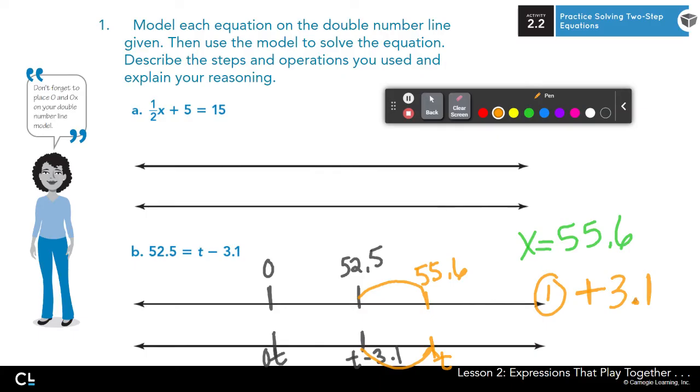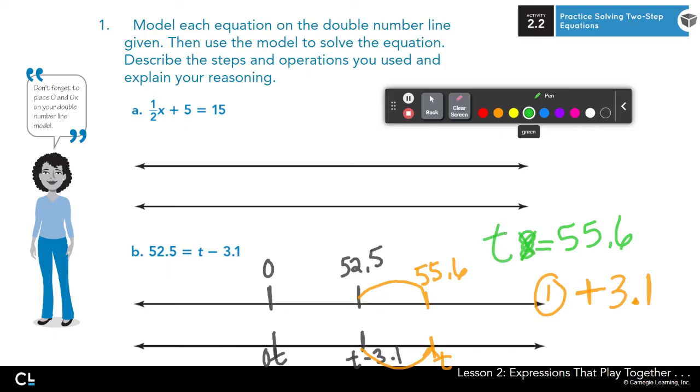For problem 1B, there was only one step to do here. This was a one-step problem, so it should have been a little easier. The inverse of -3 and 1/10 would be to add 3 and 1/10. So I added 3 and 1/10 to both sides, and I made a mistake. See, I told y'all, mistakes happen.